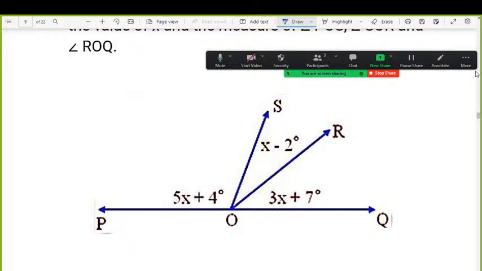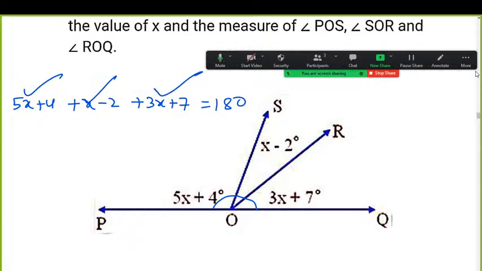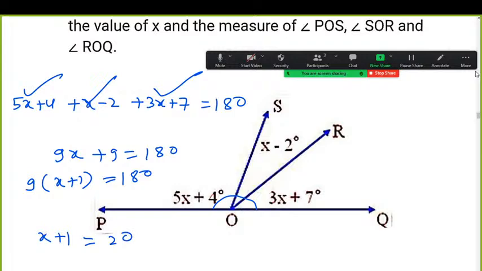SOR is given. Do you know the sum of angle that lie on a straight line? Sir, it's called a 180 degree. Yeah, exactly. It's 180. That's why we can just sum up 5x plus 4, we can sum up x minus 2, and we can sum up it with 3x plus 7. And it should be 180, isn't it? Yes, sir. Now we can sum up like terms. 5, 6, 9x. And 7, 4, 11 minus 2 is 9. And what extra we can do here is we can just take 9 common. And it will be x plus 1 then. I will divide both sides by 9 and I will get 20, and I can subtract 1. I got x value, that is 19.